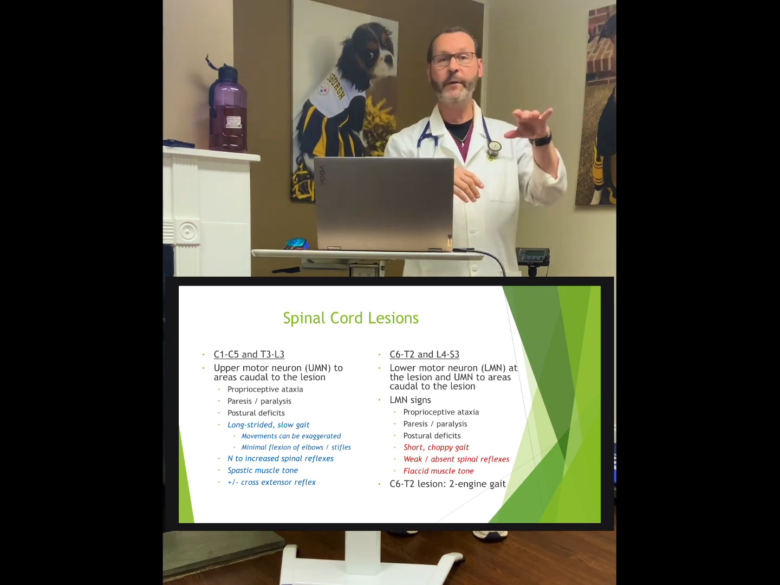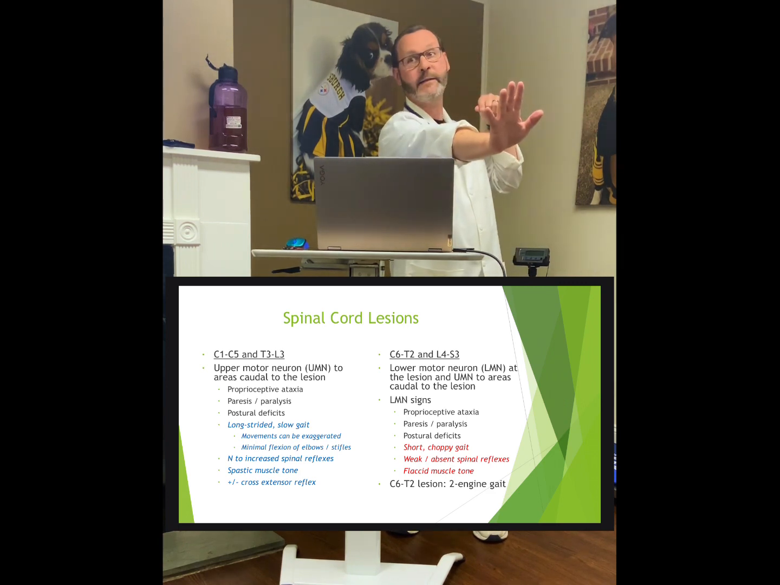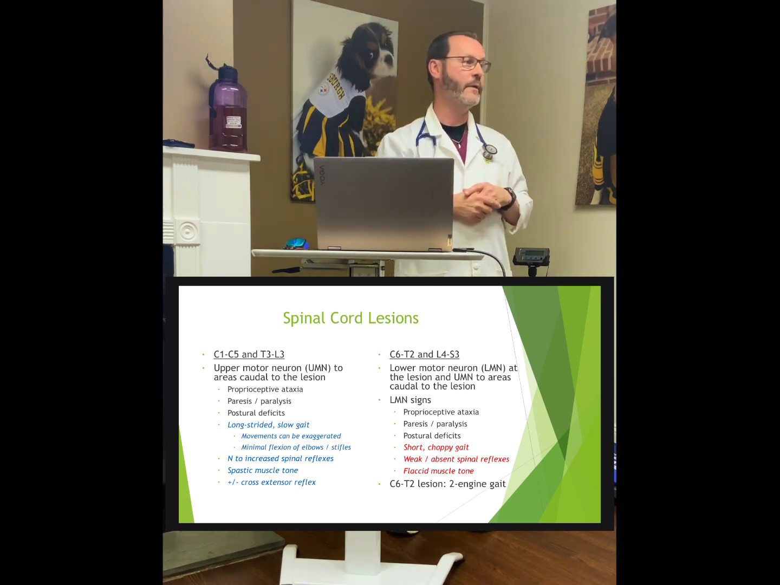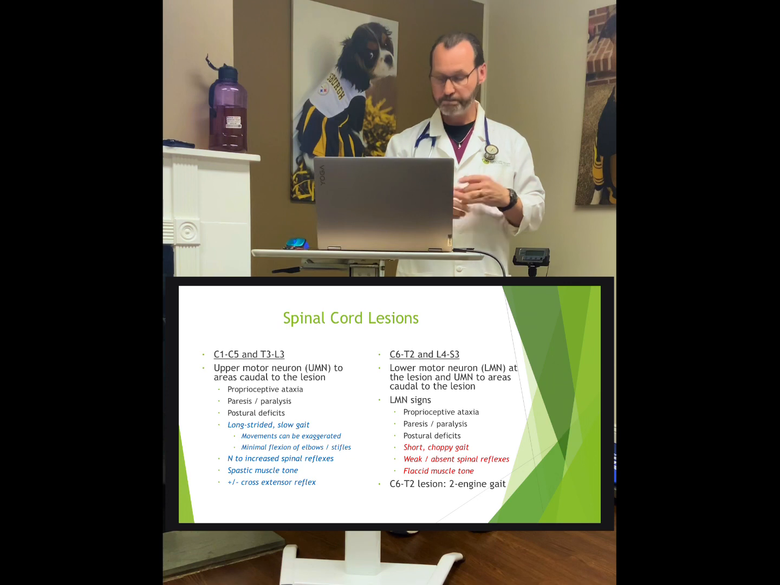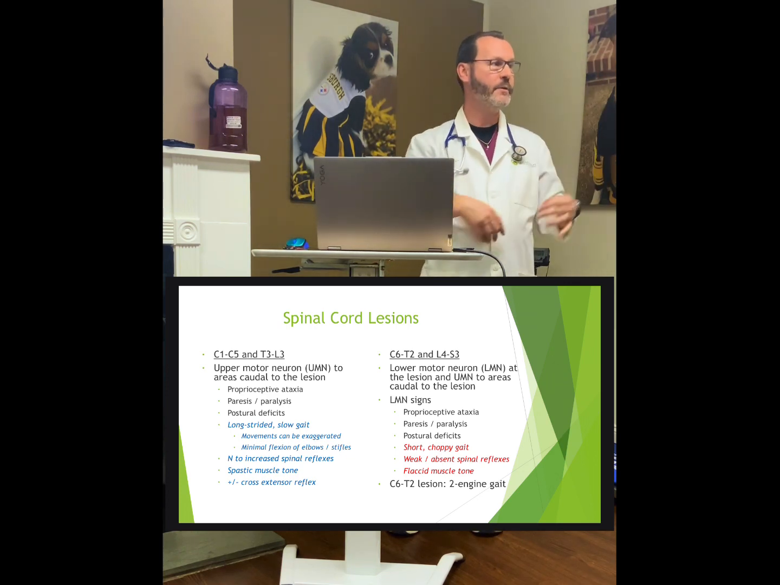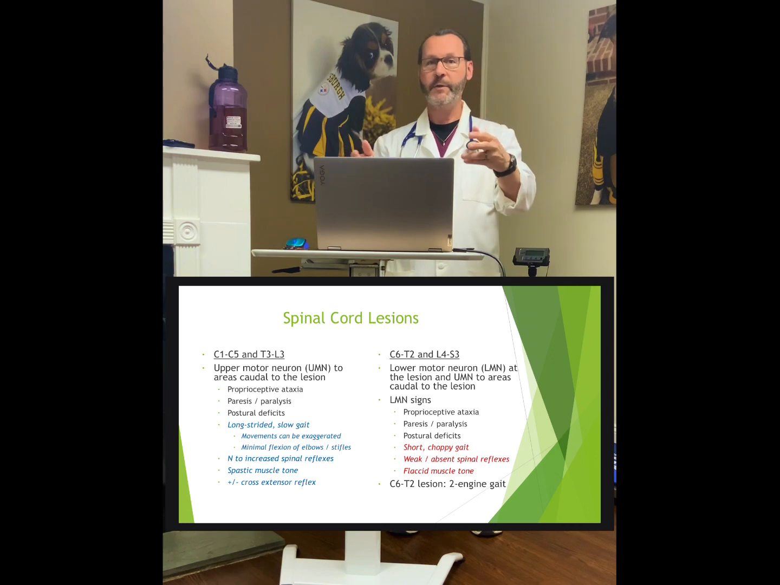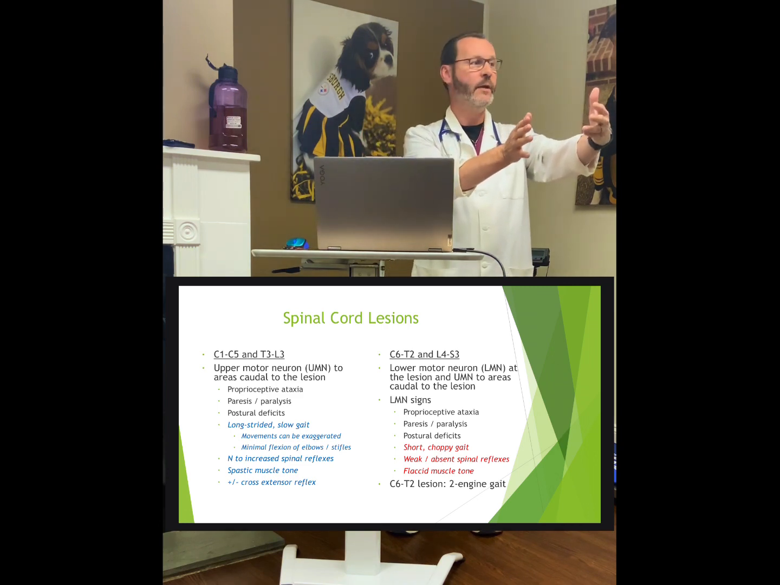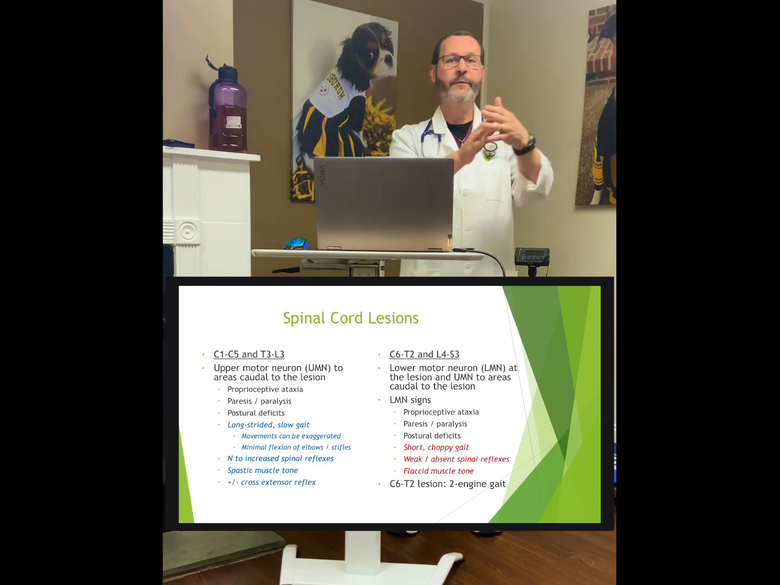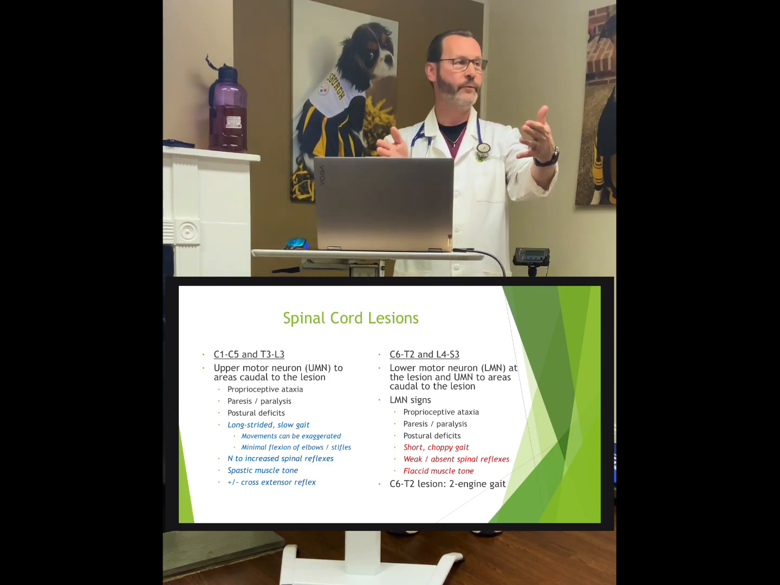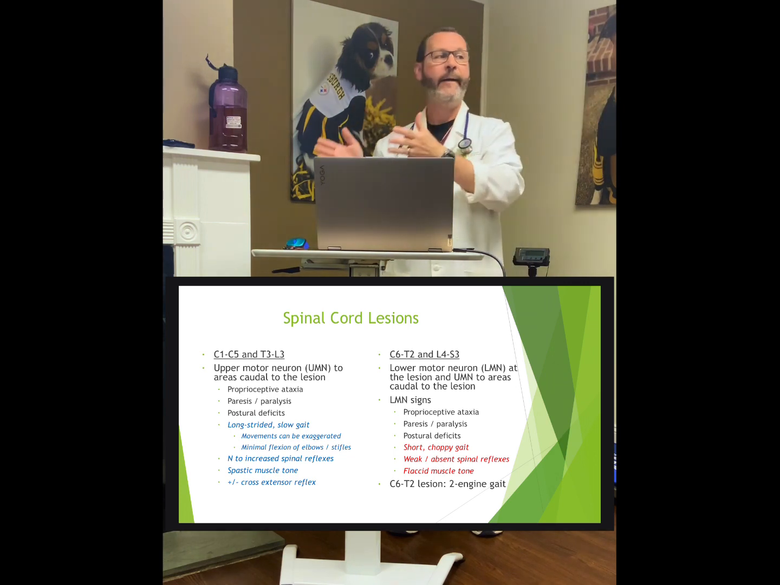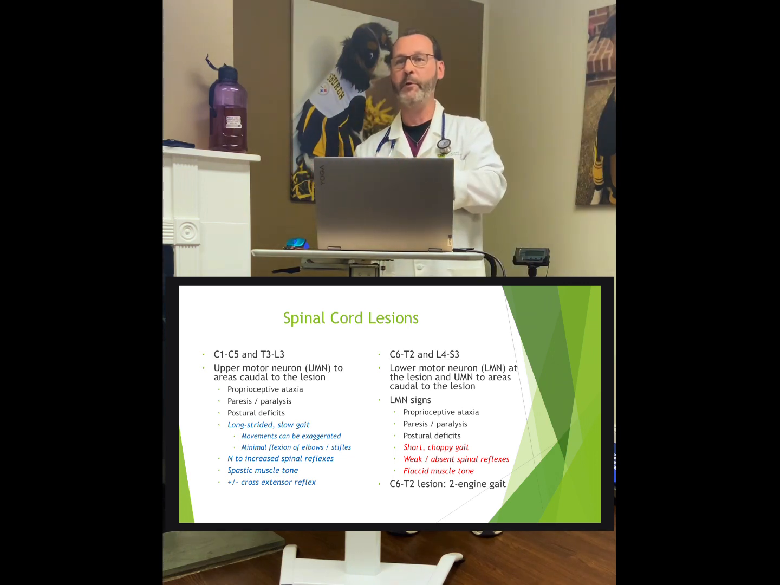Doesn't always happen, but if you see with the withdrawal, the other leg extends, then that's called the cross-extensor reflex, and that's an indication of an upper motor neuron sign, okay? Now, that's going to be for the segments that are either in front of all the limbs or between the limbs. So if you have the lesion up in the C1 to C6, all 4 limbs are going to show these signs, okay? If you have the lesion in the T3 to L3 segment, the front limbs are going to be normal, but the hind limbs are going to have all these upper motor neuron signs.